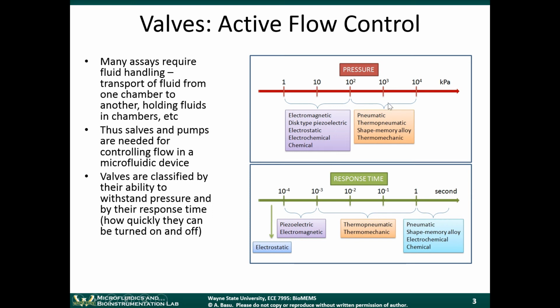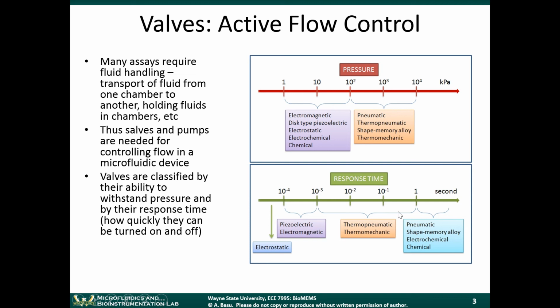In terms of pressure, the ones in the orange box here are able to withstand pressures up to 100, 1,000 or even 10,000 kilopascals. These are the high pressure type things. And some other mechanisms are able to withstand lower pressures. These are the valve technologies in terms of response time. Electrostatic valves are actually the fastest. They have response times on the order of hundreds of microseconds. Piezoelectric valves are a little bit slower.